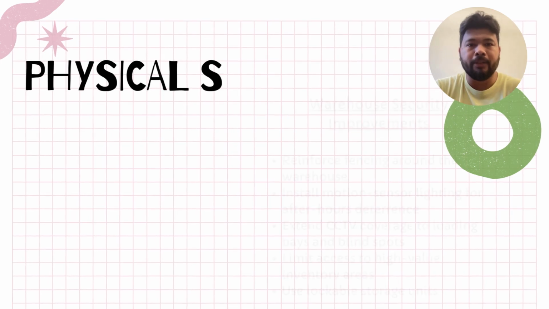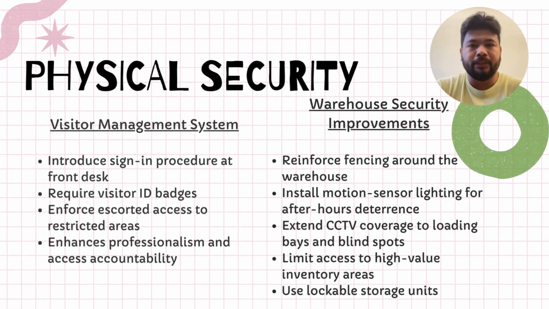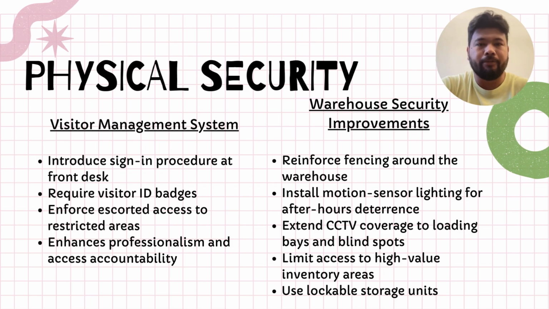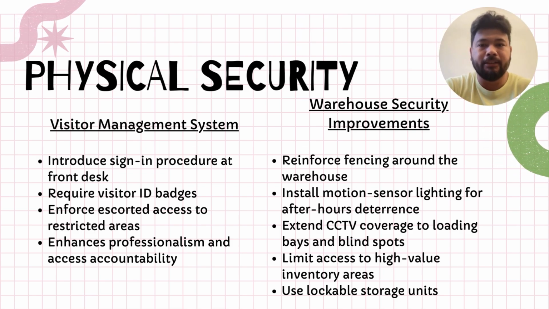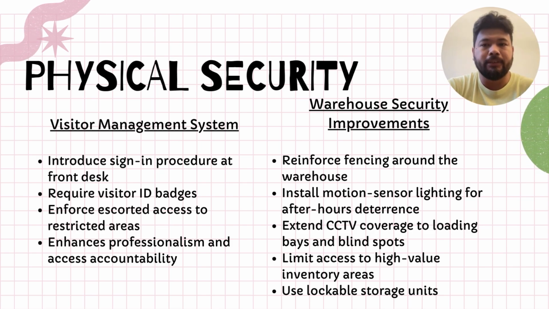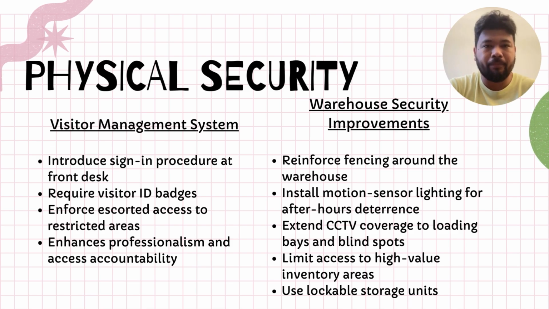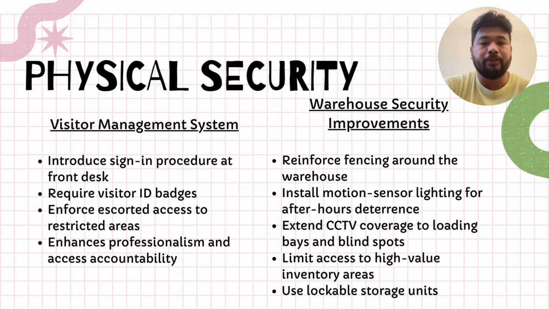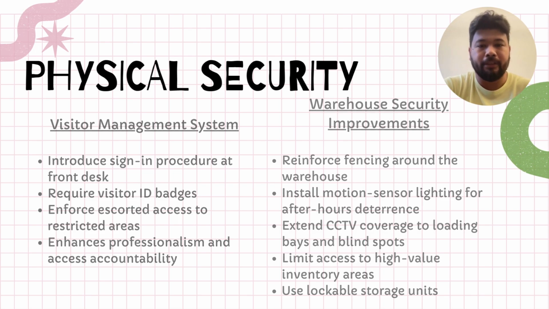So, moving on to the measures. We have the physical security measures, whereby for the visitor management system, we can introduce a sign-in procedure at the front desk, require visitor ID badges, and enforce escorted access to restricted areas, enhancing professionalism and access accountability. Second, the warehouse security improvement: reinforce fencing around the warehouse, install motion sensor lighting for after-hours deterrence, extend CCTV coverage to loading bays and blind spots, limit access to high-value inventory areas, and use lockable storage units.